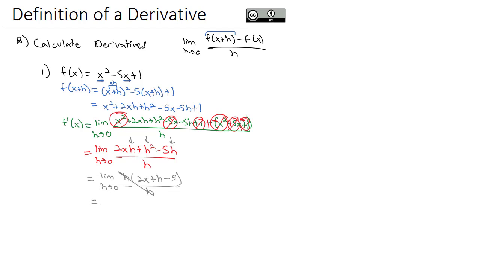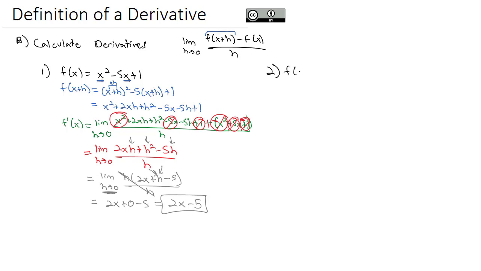And once those h's reduce out, I can replace the h with the 0 that it's approaching, giving me 2x plus 0 minus 5, or just 2x minus 5 is the derivative of this function. This expression, 2x minus 5, tells me how fast x squared minus 5x plus 1 is changing at any given point. Let's try and do this again with a second example.